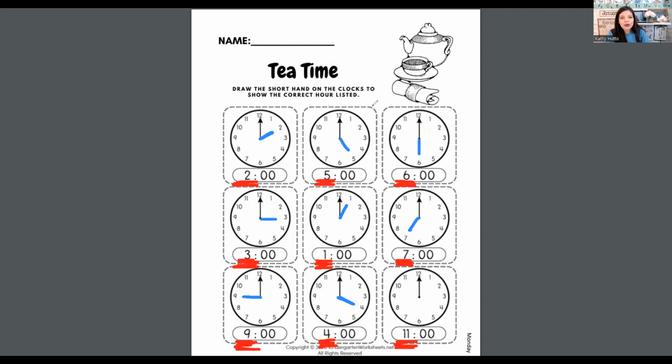Last one. 1 and 1 is 11. So find 11 on the clock and draw a little line pointing to 11. And what time is on this clock? It's 11 o'clock. And you did a great job telling time. Well, it is time now for science. So we're going to do the floating teabag science experiment.